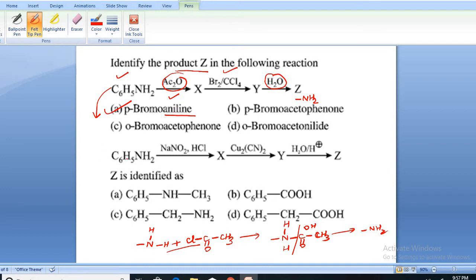Now let's move on to the next part, aniline. So if you could see, this is nothing but diazotization, right? So you get a diazonium salt, and then cyanide, this is a nucleophile. So it's going to be something like C6H5CN. Now, this is acid catalyzed hydrolysis, right? So cyanides on hydrolysis will give you carboxylic acid. So again, it's very simple to understand that B is the answer for this particular question.